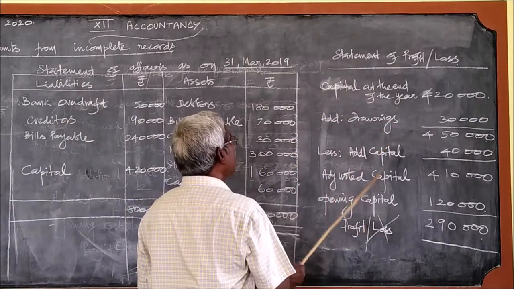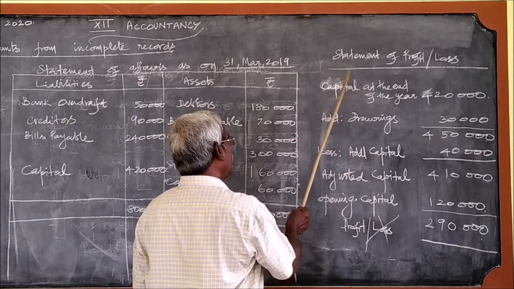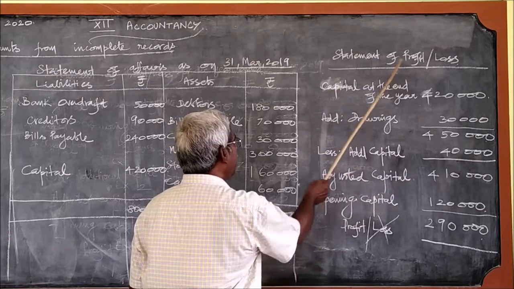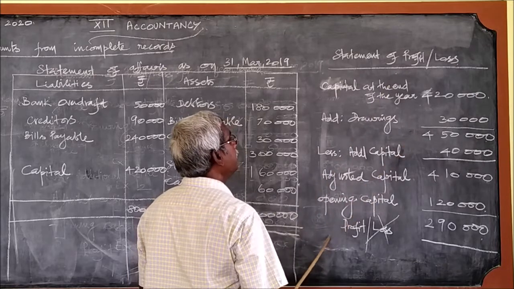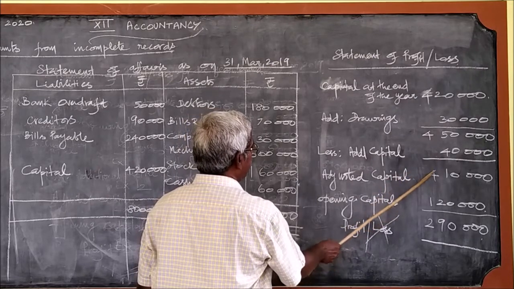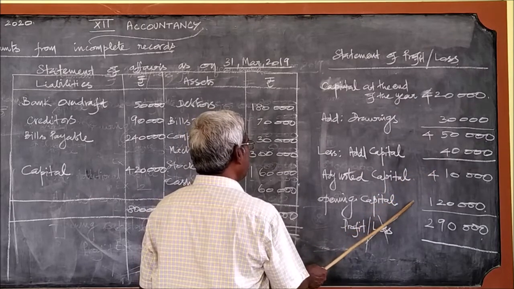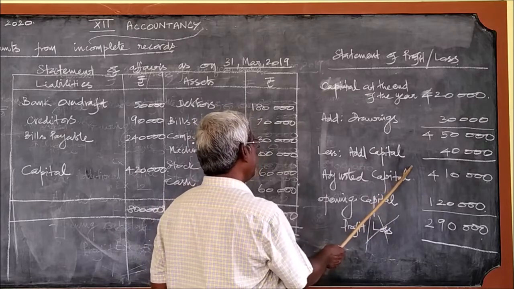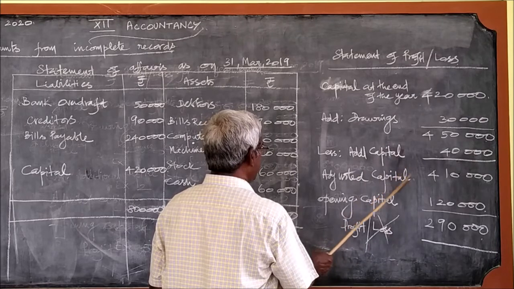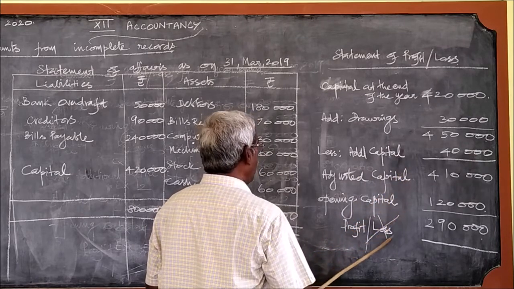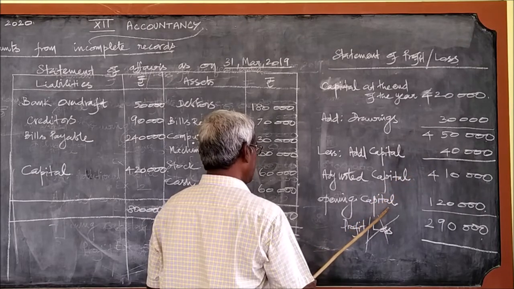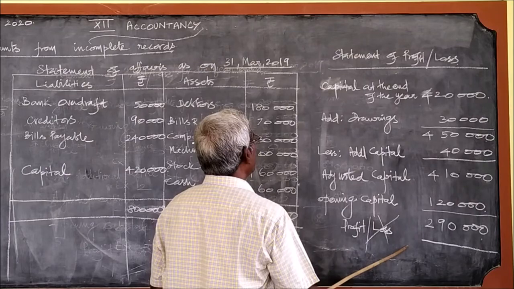Now in the format we have these 4 items given, so we can find the profit here. Add and less, and we will get adjusted capital. With the adjusted capital, you compare the opening capital. This adjusted capital is greater, therefore we will get profit. In case the adjusted capital is lesser, we will get only loss. Here the adjusted capital is greater, so from adjusted capital minus opening capital, we will get the profit. That's all.